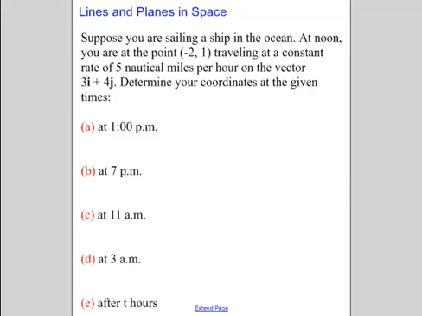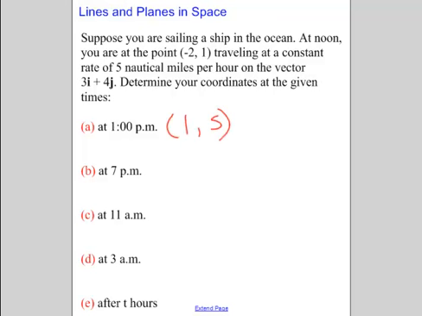So think about you're sailing a ship in the ocean at noon, you're at point (-2, 1), you're traveling at a constant rate, 5 nautical miles per hour on the vector 3i plus 4j. So keeping in mind that unit vector form, the i part is representing your x and then the j part is representing the y. So we need to figure out what the coordinates are at each of the times. So this again started at noon, so 1 hour later we went from (-2, 1) over to (1, 5).